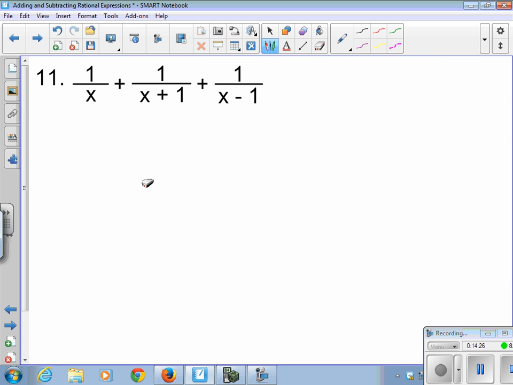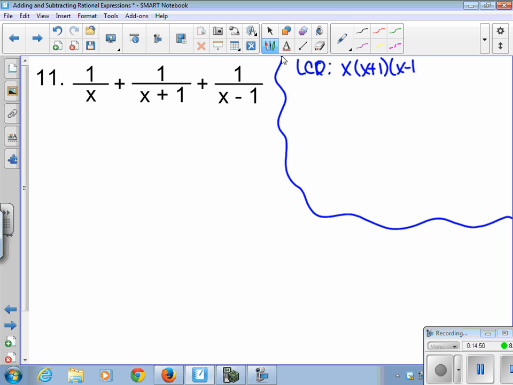Alright, number 11. This is one on the group 5 sheet that I'm going to give you for homework. So you don't have to redo this one, but it's a good example. I want to show you how to do it. So let's go ahead and figure out what our LCD is. So least common denominator, I need an x, x plus 1, x minus 1. So same as the last one.